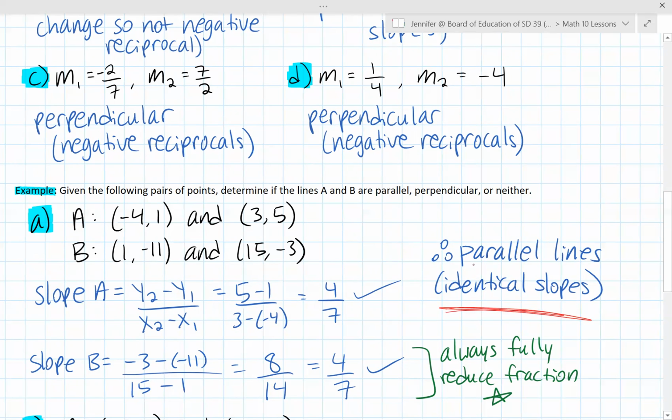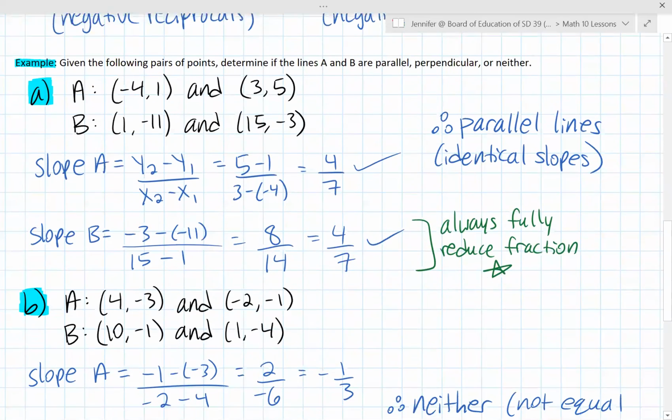So make sure you not only have the correct answer, but you also explain how you know. Another note here, make sure you always fully reduce your fraction. For slope B, we actually got 8/14. If you didn't reduce that fraction, you might say, well, these slopes are not equal, so they're not parallel. But once you reduce the fraction by dividing the top and bottom by 2, you find that they are, in fact, the same slope.